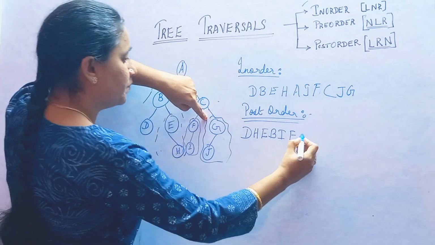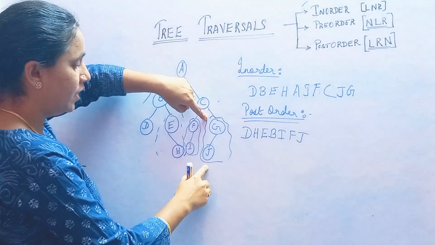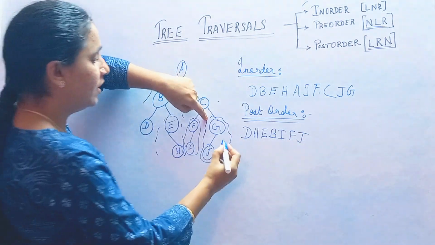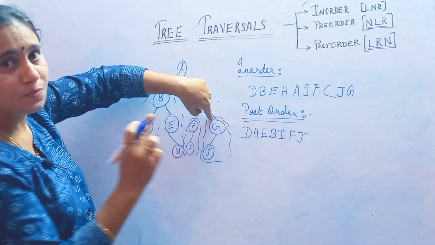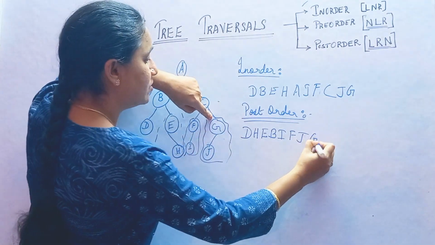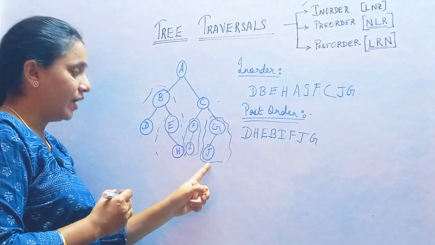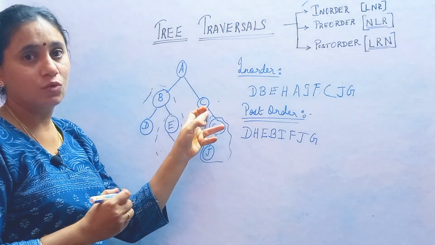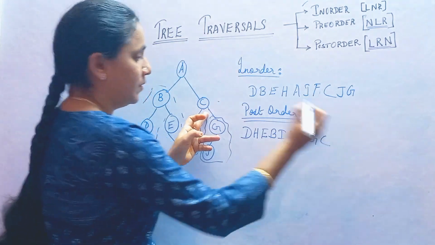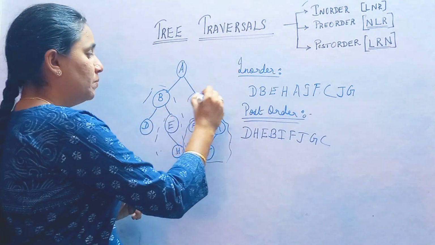So J, can you follow, friends? J, no right node, leave it, and for this one, G is my root node. So write here as G. So now you see, this is finished, left, right, and now what is this? Root node. So write here as C. Okay, so this is completely finished.